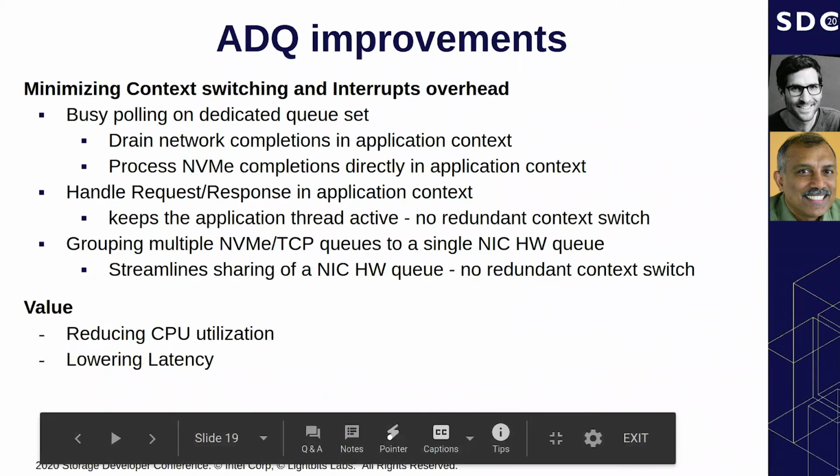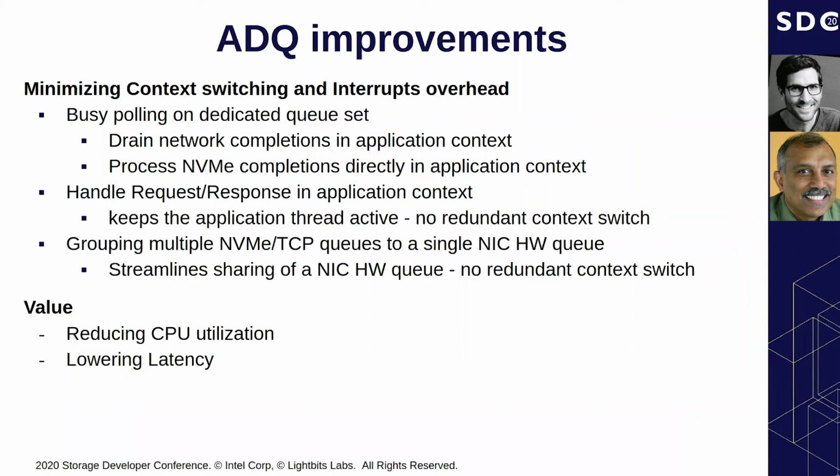Continuing with the ADQ improvements, one of the key improvements that ADQ provides is the ability to minimize context switches. Minimizing context switches is super important. There are various ways by which the minimization of context switches is done, but the first is busy polling on a dedicated queue set.